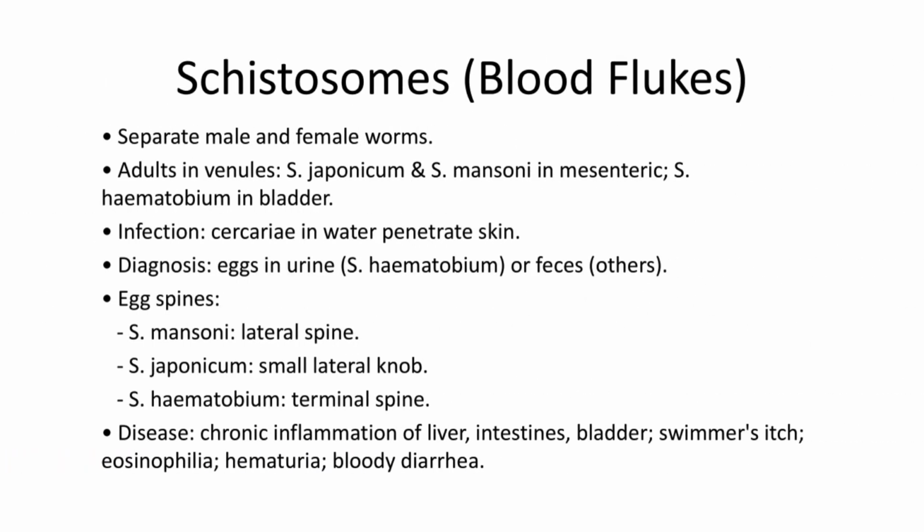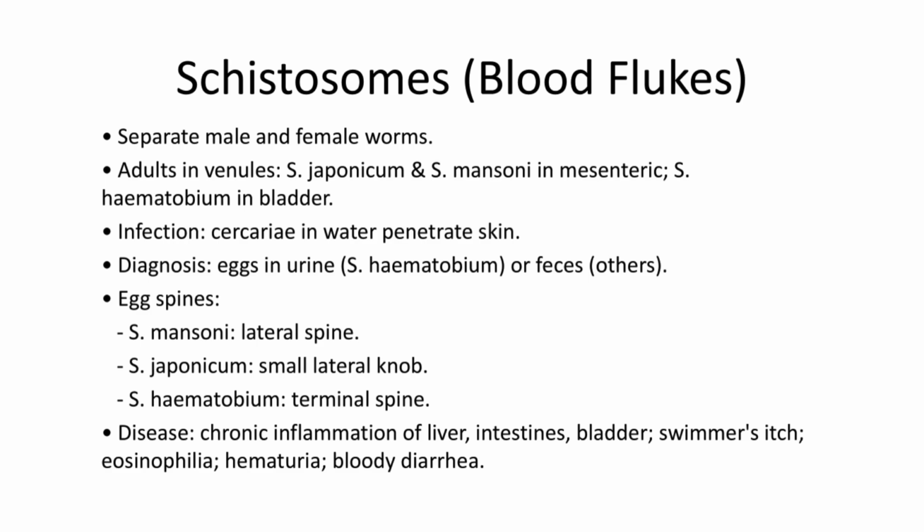The schistosomes, also known as blood flukes, are the most medically important trematodes because of the severity of disease they cause. Unlike other flukes, they are not hermaphroditic. They exist as separate male and female worms. Adult flukes live in venules, with Schistosoma japonicum and Schistosoma mansoni inhabiting mesenteric venules, while Schistosoma hematobium lives in bladder venules. These worms can survive in the human host for 4 to 35 years.